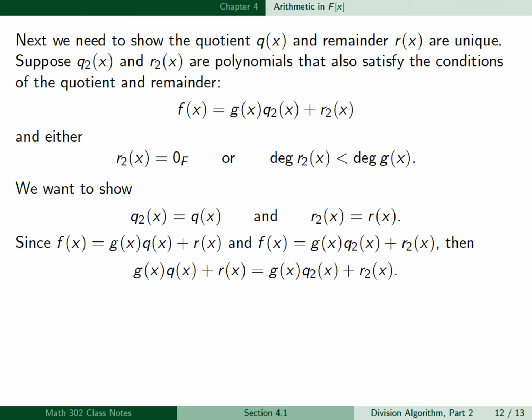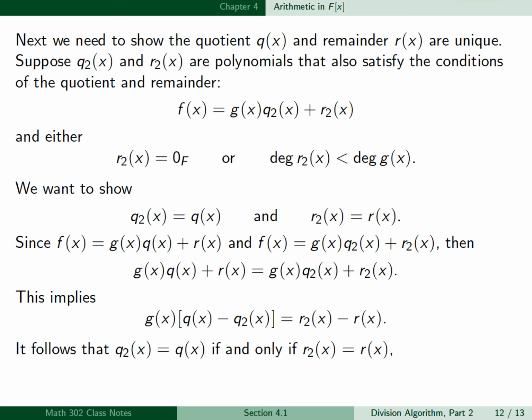Now, since f of x is equal to g of x q of x plus r of x, and f of x is g of x q2 of x plus r2 of x, then we can set these two expressions equal to one another. And then we can take the g of x terms all to the left side and the remainder terms all to the right side. And so this implies g of x times the quantity q of x minus q2 of x is equal to r2 of x minus r of x.